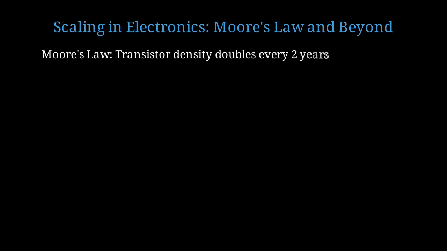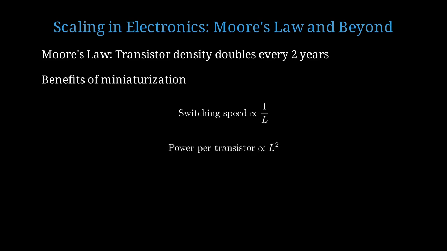Moore's law observed that transistor density on chips doubles approximately every 2 years. This is a scaling phenomenon. As transistors get smaller, several beneficial things happen, according to Dennard scaling. Switching speed increases inversely with feature size L. Smaller transistors switch faster. Power consumption per transistor scales as L squared, decreasing dramatically with miniaturization. Transistor density scales as 1 over L squared. When you halve the feature size, you can fit 4 times as many transistors in the same area.